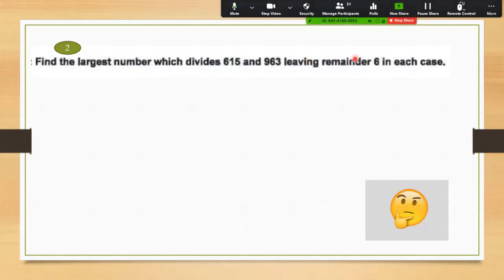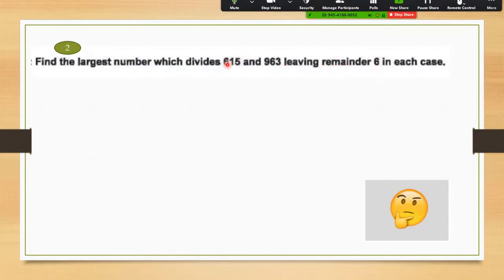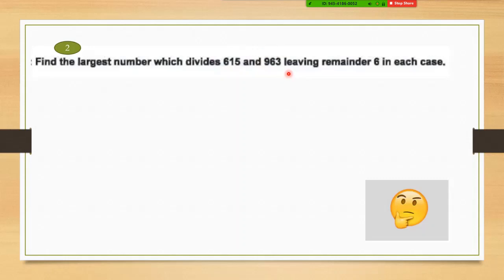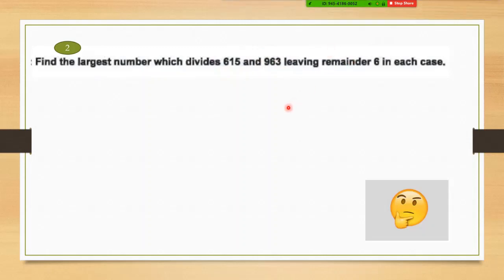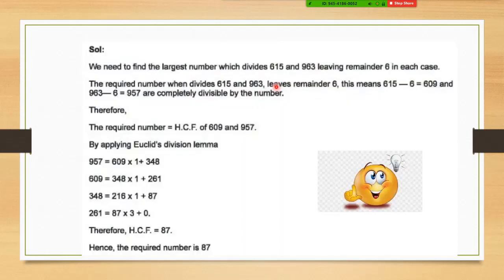What has been done? It's leaving remainder 6. So the first step would be subtracting 6 from both the numbers given, and since it's the largest number, finding the HCF of those. Please see that you work it out completely. Don't leave it undone. This part, by applying Euclid's division lemma, it's up to you.